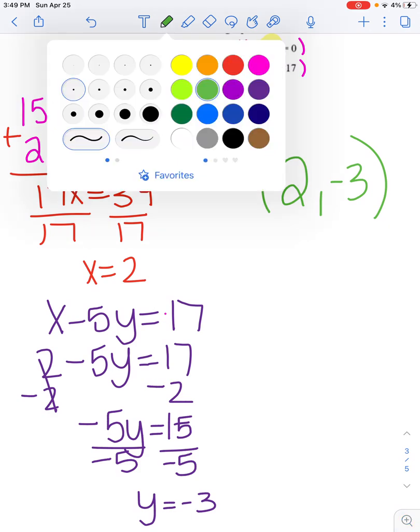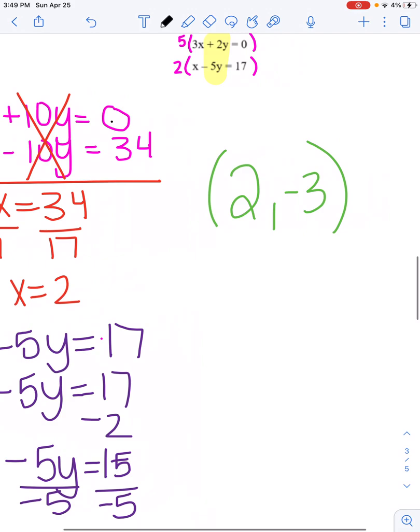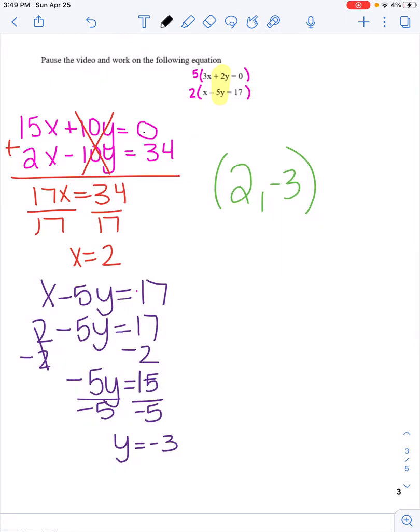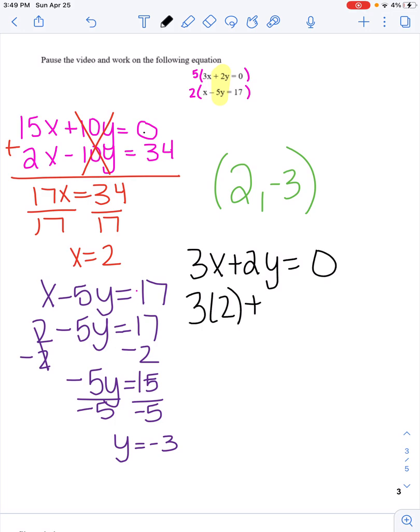My last step that I have to do is I have to check this solution, and I'm going to use my original equations. Again, if you need to pause me anywhere, if you need to pause me right now because you want to finish copying this, or let's say you didn't get 2, negative 3, and you want to follow along and recopy it, pause me right now. Okay, so let's just check this. So I have 3x plus 2y equals 0. So I need to plug in my x and my y.